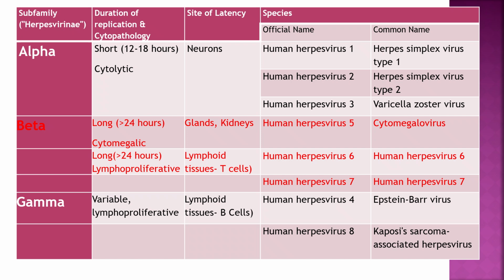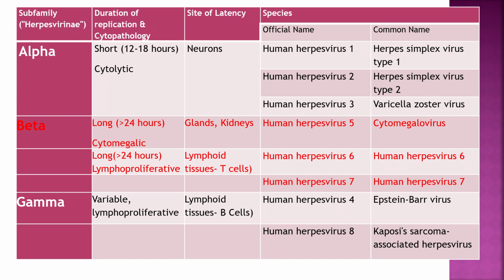Then, long duration, more than 24 hours, the cytopathology is lymphoproliferative. The site of latency is lymphoid tissue, T cells. It is type 6, and the common name is human herpes 6. Human herpes 7 is human herpes 7.